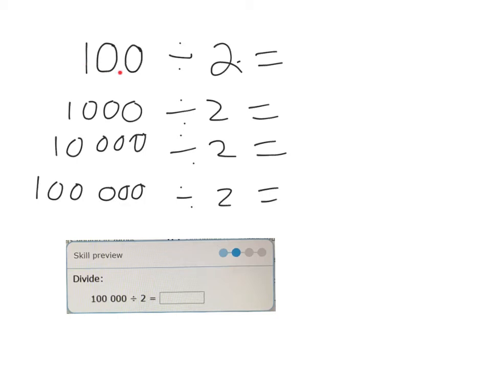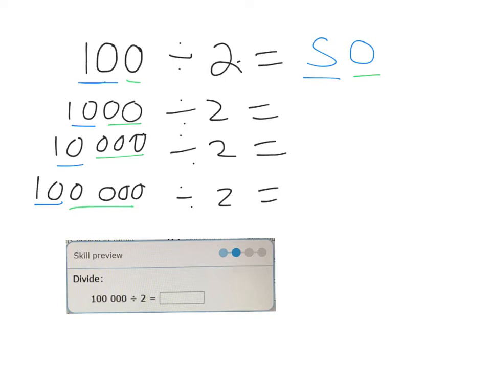So starting with 100 divided by 2. That's a little easier for us to wrap our brains around. We mostly know that 2 times 50 is 100. The other way I want you to look at it is thinking, okay, 10 divided by 2 is 5, and then there's just another 0. So then that pattern kind of continues. 10, 10, 10, and then the associated zeros.